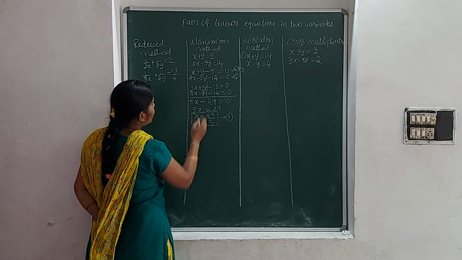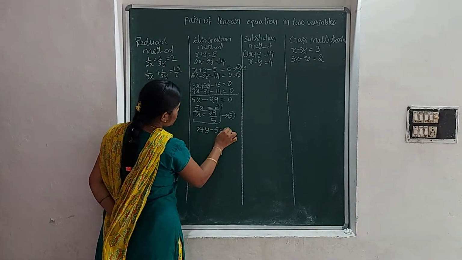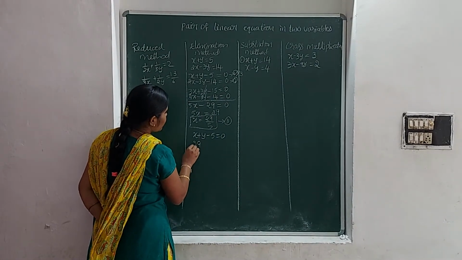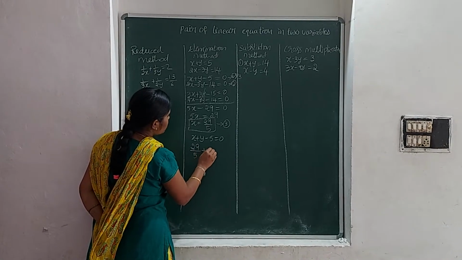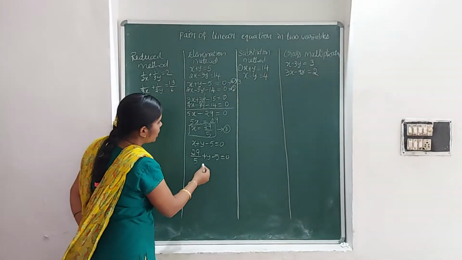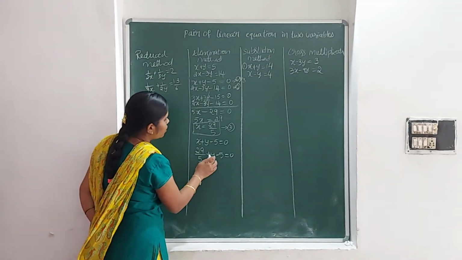So equation 1 is there, that is x plus y minus 5 is equal to 0. In that equation I have to substitute the x value 29 by 5, so 29 by 5 plus y minus 5 is equal to 0. You just see this equation, only one variable term remains. So then we can easily find out the y value.